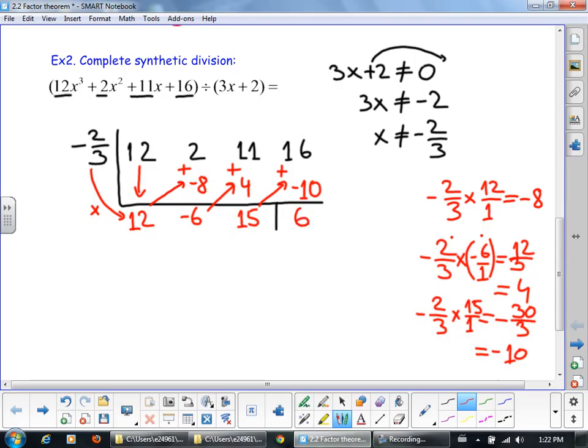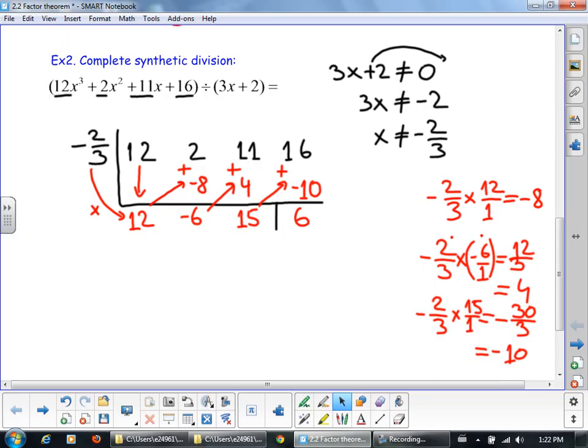So in this case, we didn't get a 0, which means we have a remainder of 6. And that's okay because we're not really fully factoring these polynomials. We're just performing synthetic division, so it's okay to get a remainder.